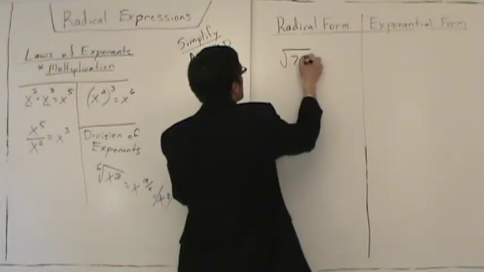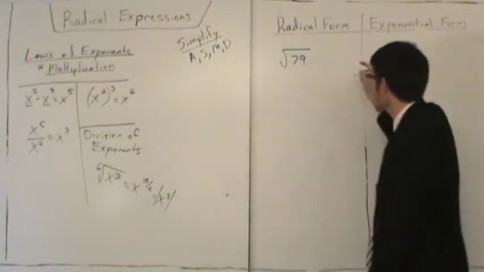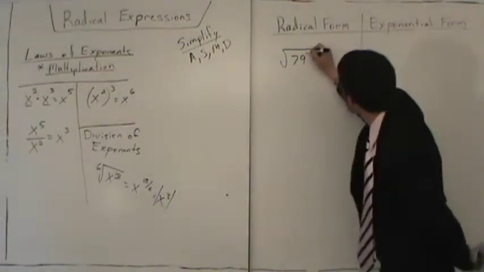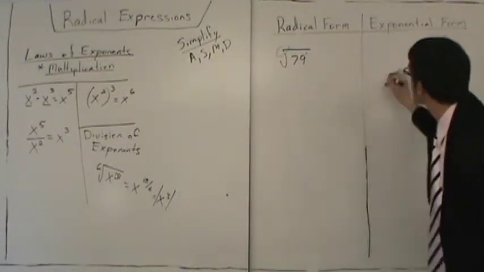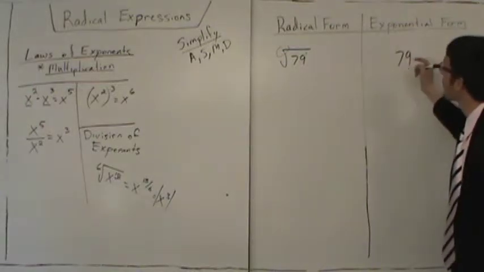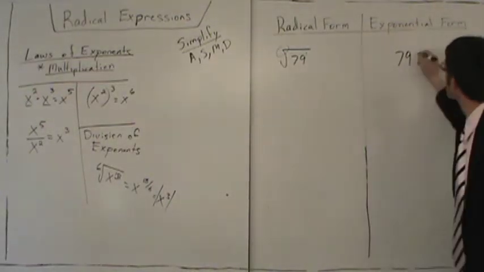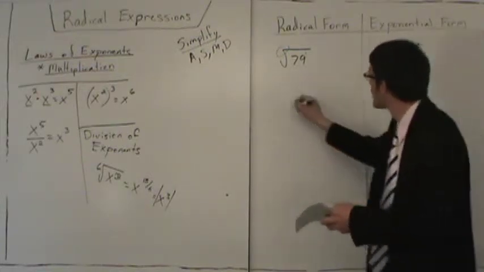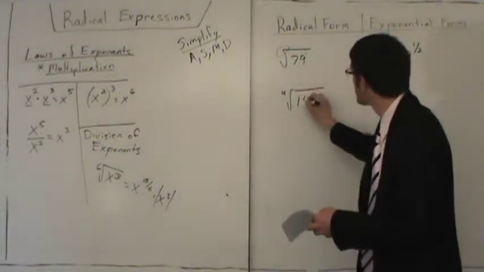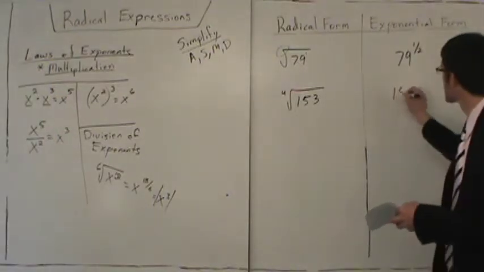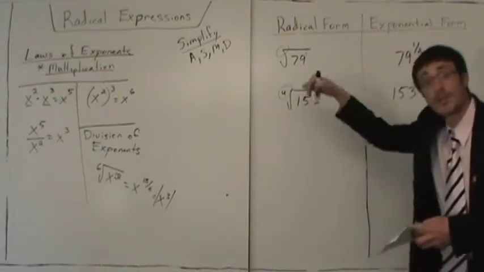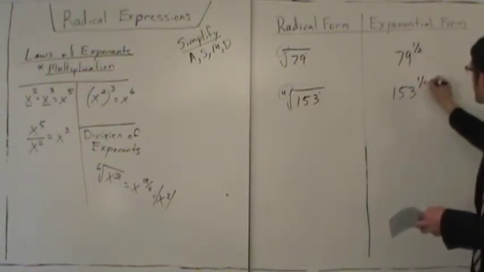Here we have the square root of 79. Now, we're going to convert from radical form back to exponential form. We notice that our exponent here is a 1 and our index is a 2, so we're going to write this as 79. Remember that the index goes on the bottom, so this is 1 divided by 2, 79 to the 1/2 power. The 4th root of 153 is read as 153 to the, well, exponent is 1, index is 4. Remember, index goes on the bottom. This is 1 divided by 4.